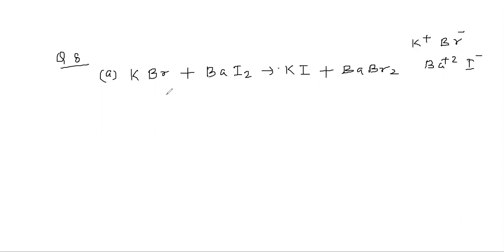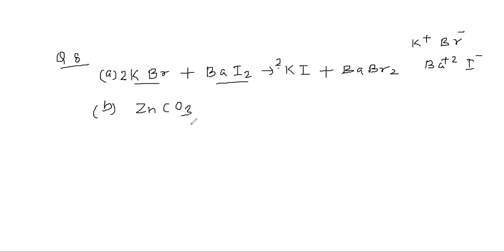So now here, this is one compound, this is another compound. So this is an example of a double displacement reaction. Now let's balance it. So here KBr, BaBr2. So do one thing, put here 2. Now K, so if we put 2 here, KI and then Ba. Now it is balanced.